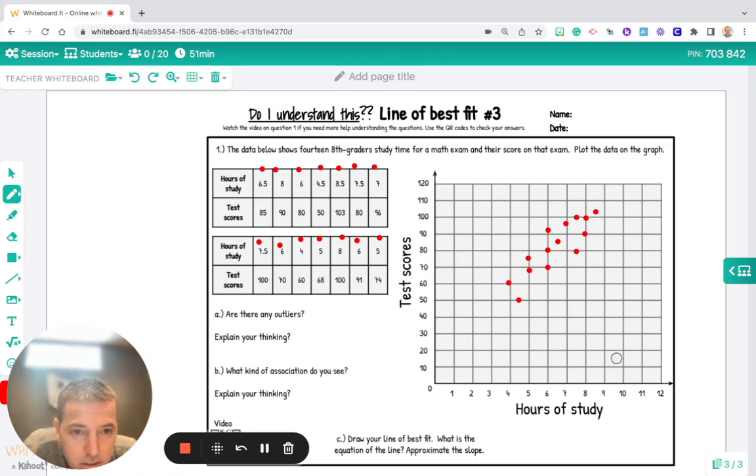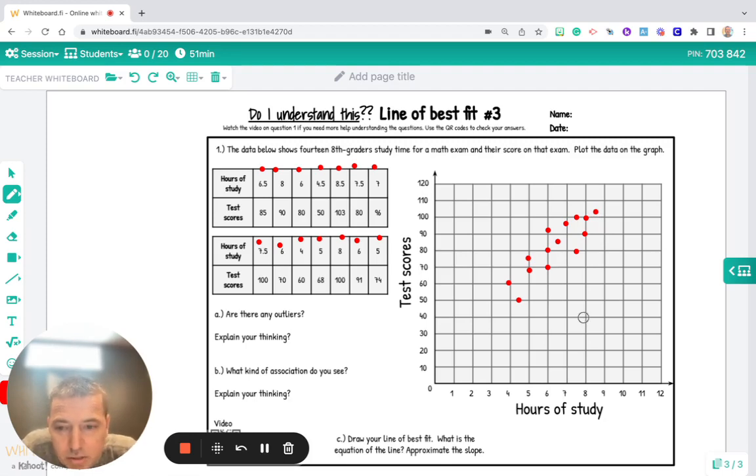It looks like the longer they studied, the higher their test score. See how the dots on the far end of the studying are all up high? So the longer they studied, the better they did on the test. And that makes sense, because the longer you study for a test, it doesn't guarantee you're going to do well, but the chances of doing well are going to be better than if you didn't study at all.